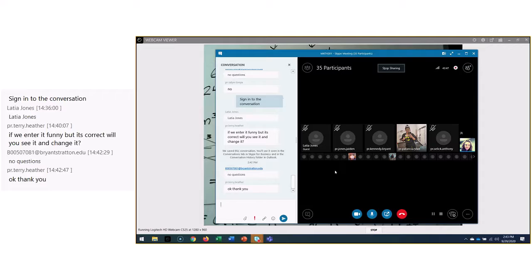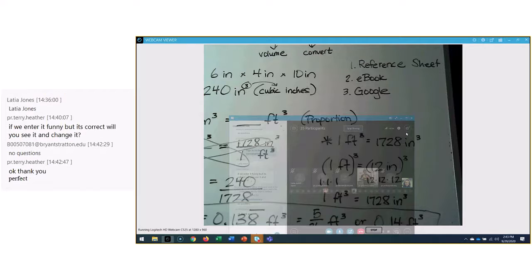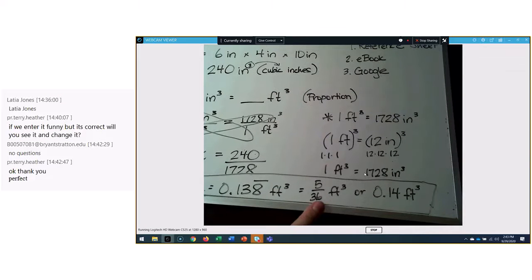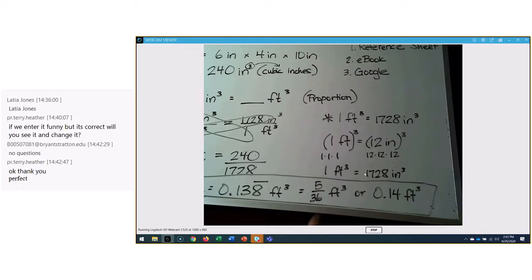Make sure you read the navy blue directions very carefully that are underneath each question. They'll tell you how to enter it in. So if they want fraction form, make sure you do fraction form. If they want a decimal rounded to the hundredth, then they want this. So just pay attention to the navy blue directions underneath.